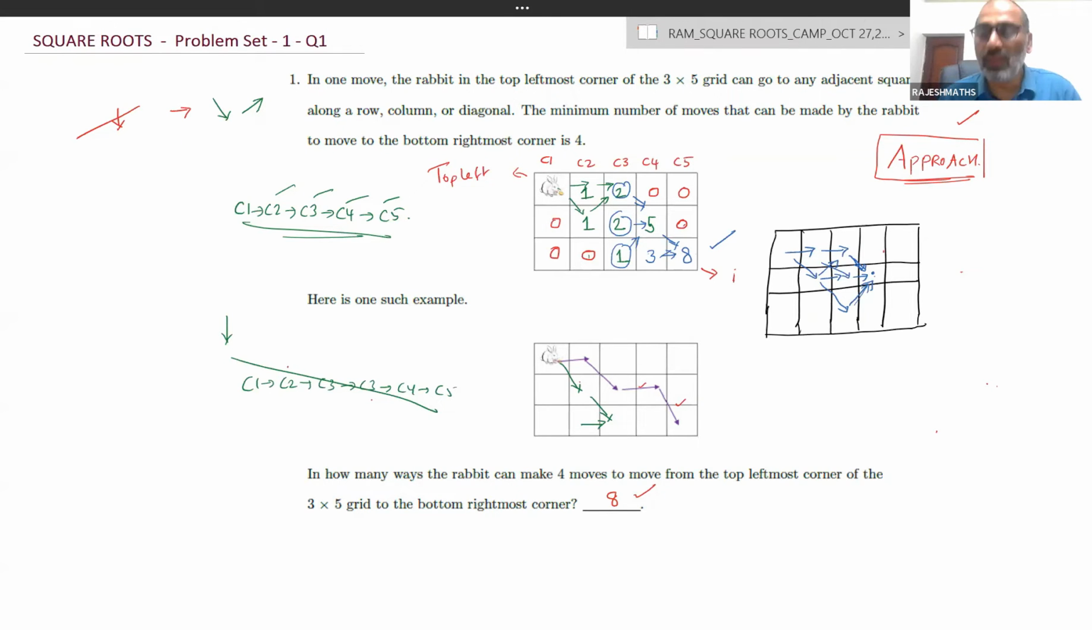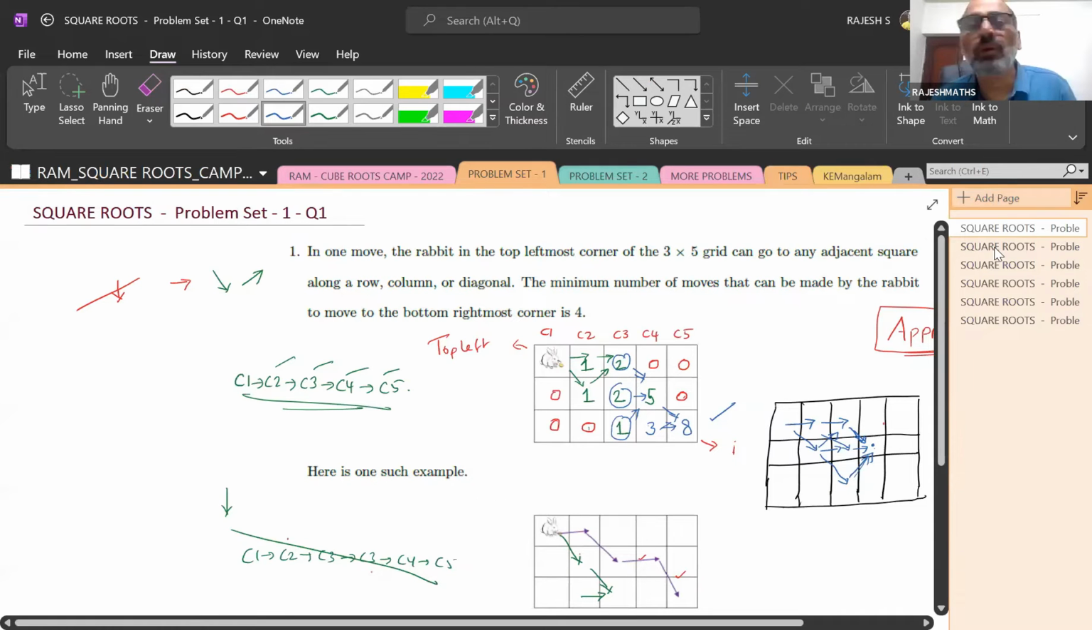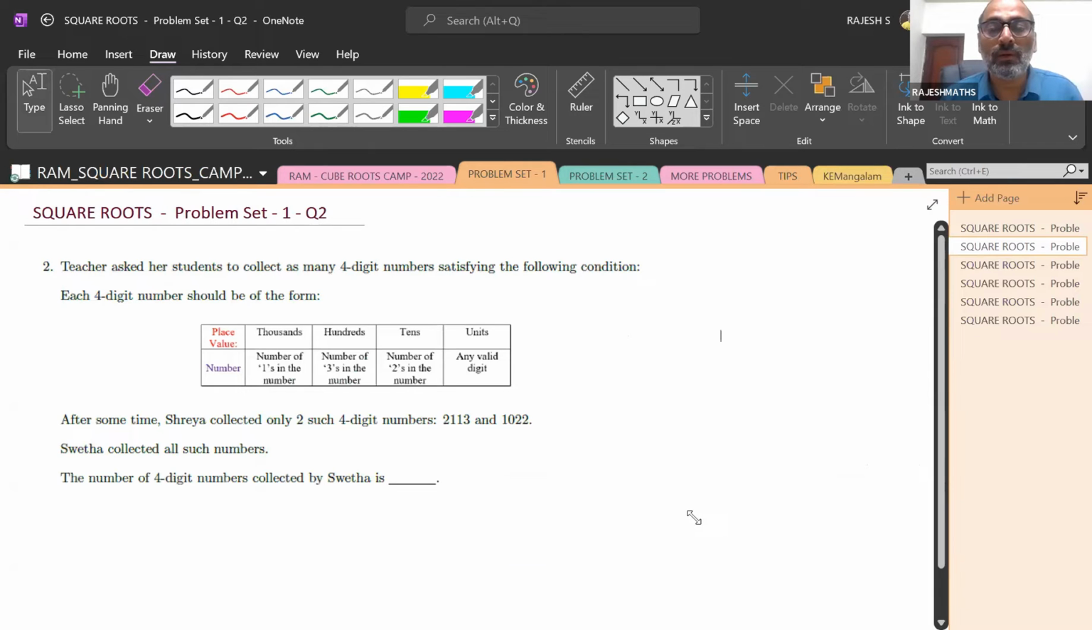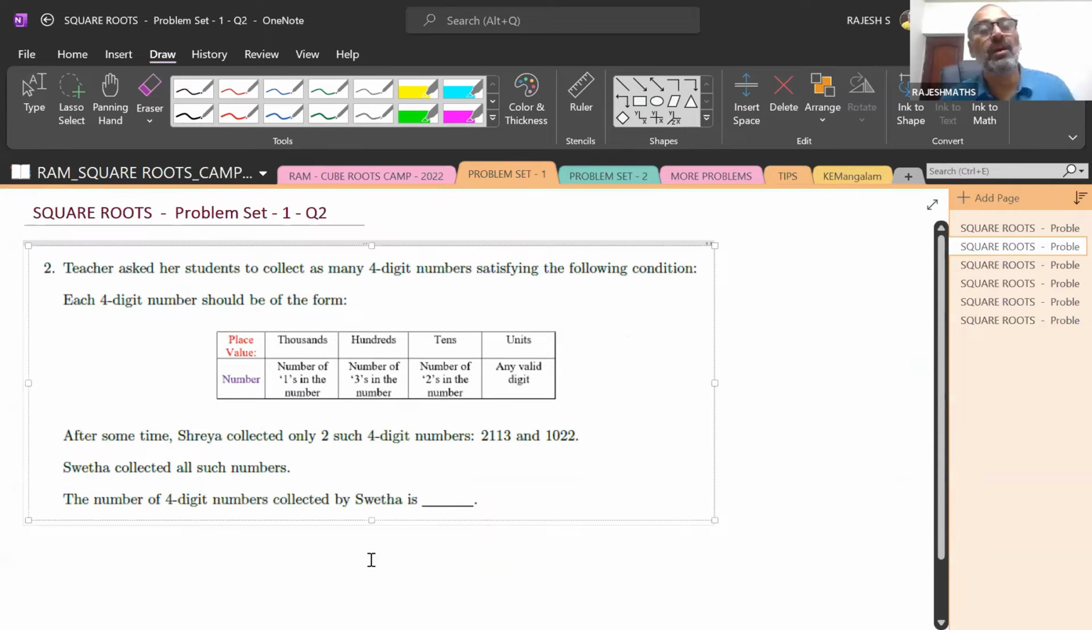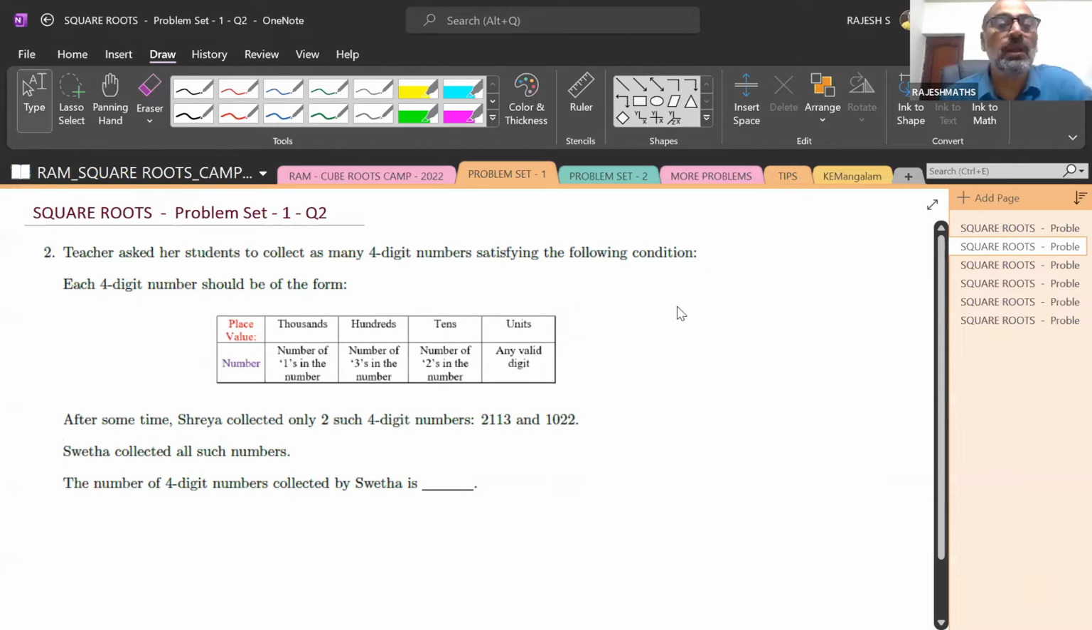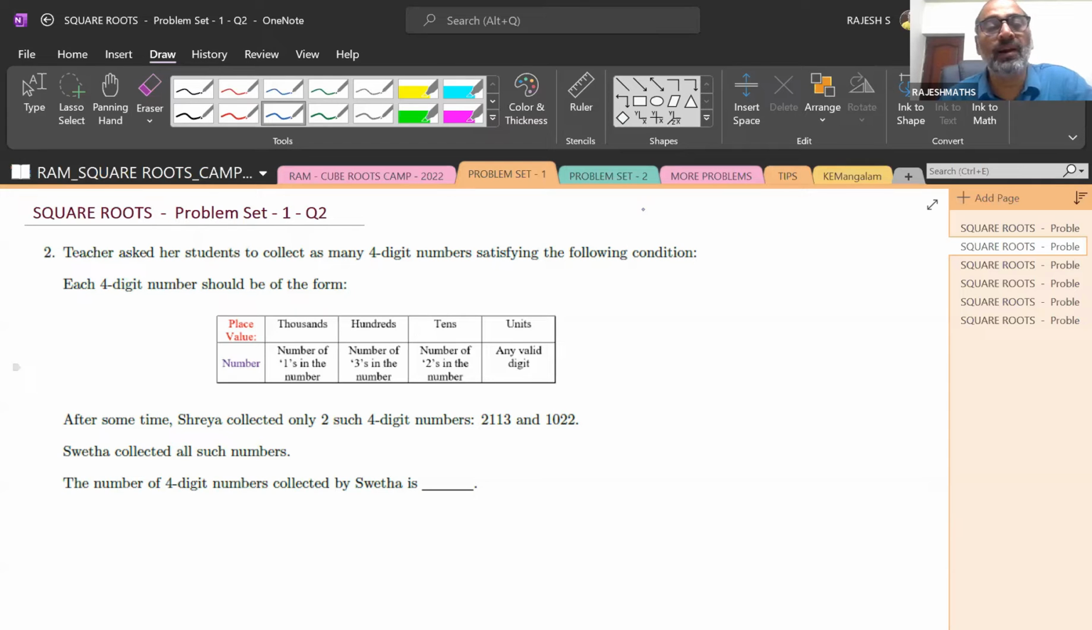So let's move on to the second one. Okay, this is a good problem. A teacher asked her students to collect as many 4-digit numbers as possible satisfying the following condition. Each 4-digit number should be of the form: thousands place, the number of ones in the number; hundreds place, the number of threes in the number; tens place, the number of twos in the number; and units place, any valid digit. Beautiful problem. After some time, Shreya collected only 2 such numbers, 2113 and 1022.